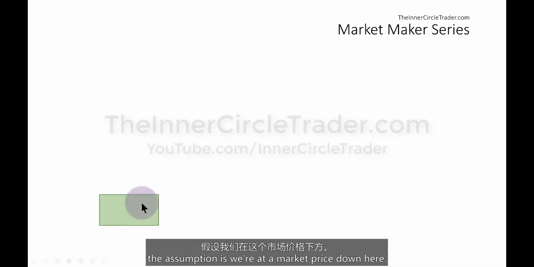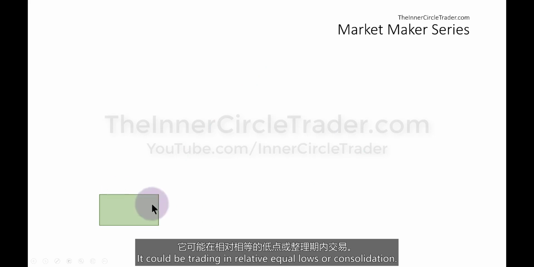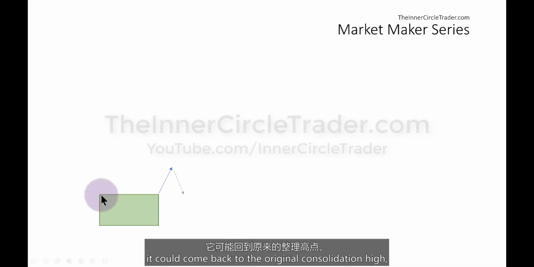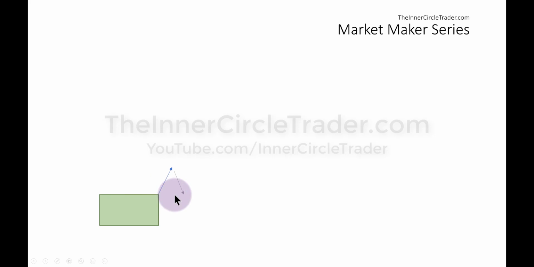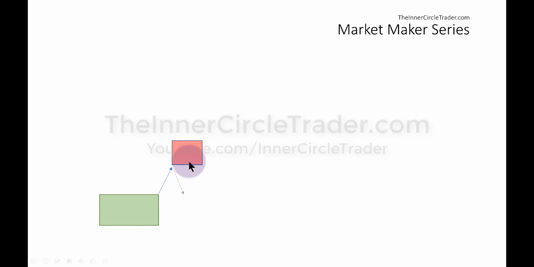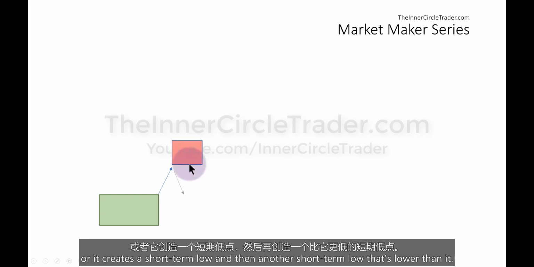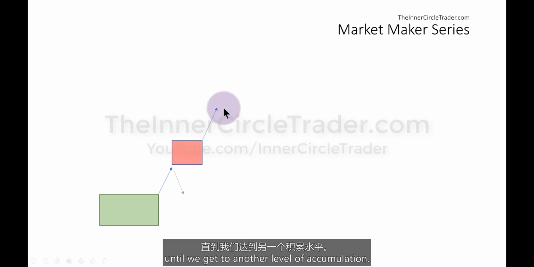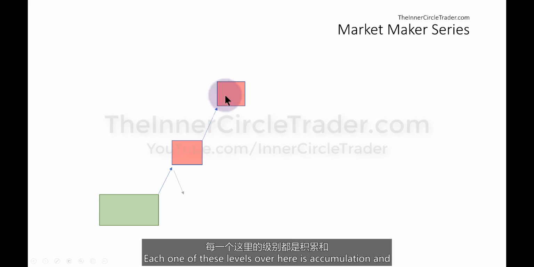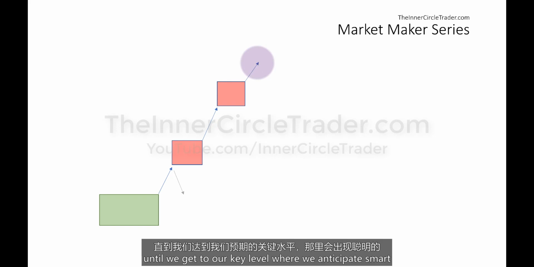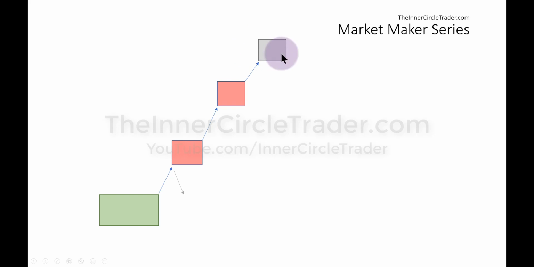All right, again, the assumption is that we're at a market price down here. It could be trading in relatively equal lows or consolidation. Then it leaves the consolidation. At this point, it could come back to the original consolidation high, but it doesn't have to. We're waiting for it to rally up into another area where it creates an optimal trade entry long, or it creates a short-term low and then another short-term low that's lower than it that takes out sell stops. And then we anticipate higher prices, rallying higher until we get to another level of accumulation. So each one of these levels over here is accumulation, and another point of advancement on the outside until we get to our key level where we anticipate smart money reversal.